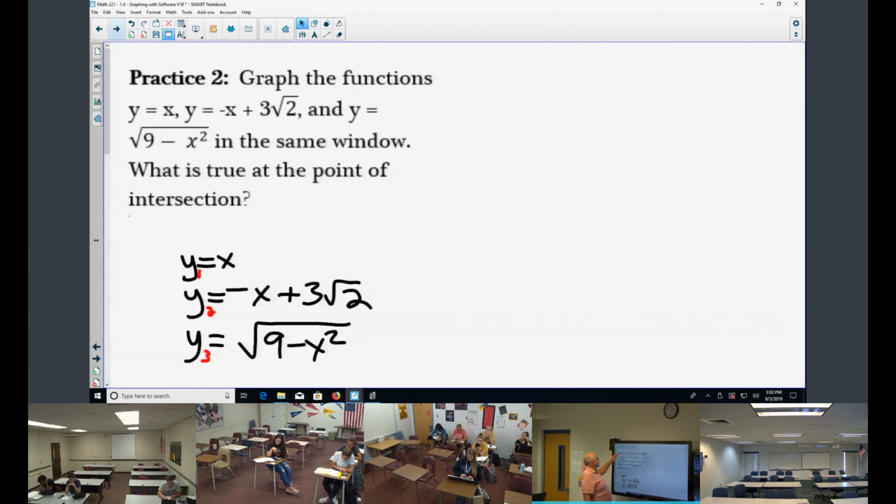So this says graph the functions y equals x, so you put that into the Y1. Y equals negative x plus 3 radical 2, so you put that into Y2, and y equals the square root of 9 minus x squared, you put that in the Y3. So you use the same viewing window. And then see if you can answer the question, what is true at the point of intersection?